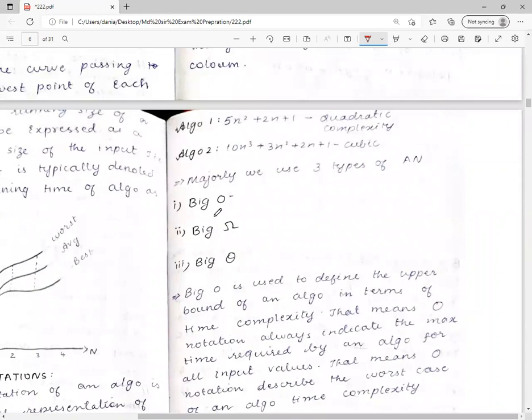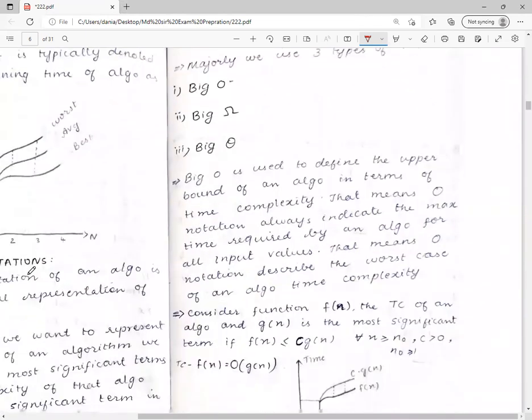Now, there are three types of asymptotic notations: Big O, Big Omega, Big Theta. Big O is used to define the upper bound of an algorithm in terms of time complexity. That means O notation always indicates the maximum time required by an algorithm for all input values. That means O notation describes the worst case of an algorithm.